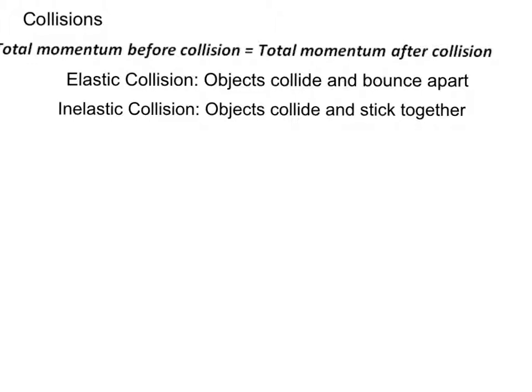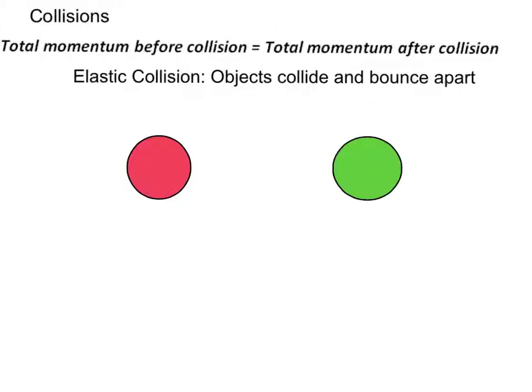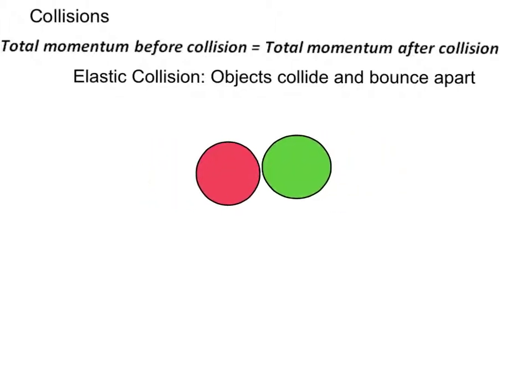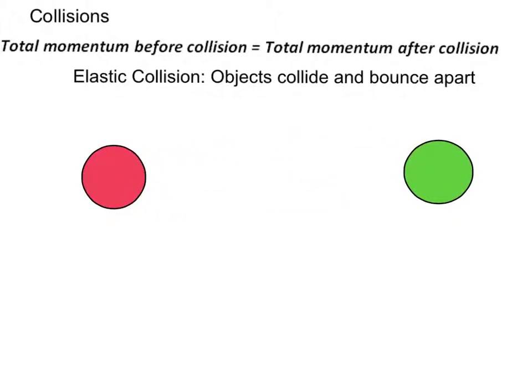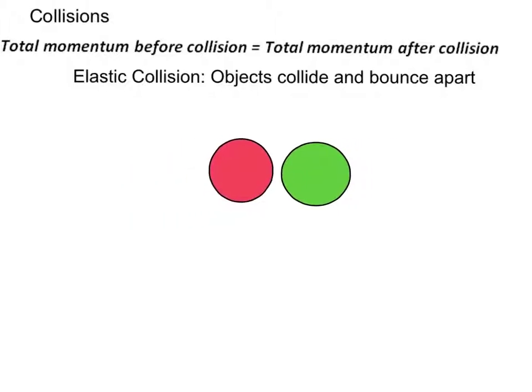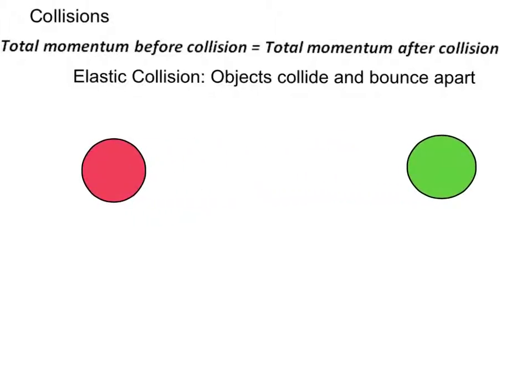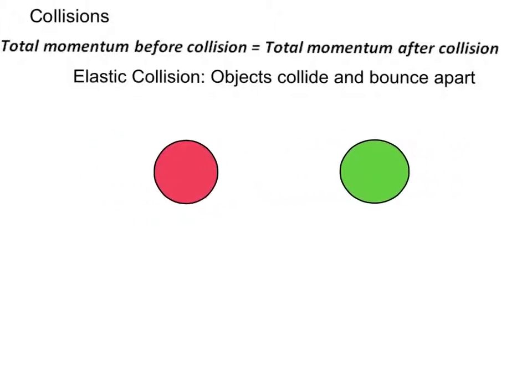First, let's talk about elastic collisions. So, an elastic collision is one in which the two objects collide and bounce apart. Now, they may bounce apart along a one-dimensional line, or they may bounce apart in a two-dimensional manner.